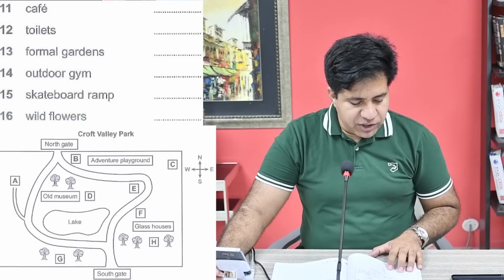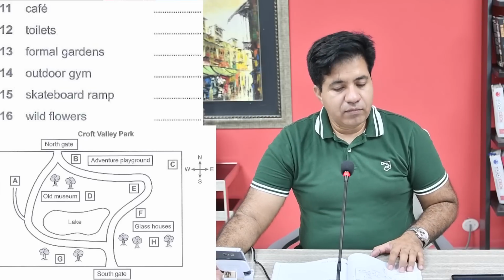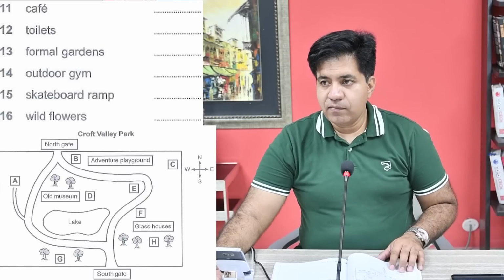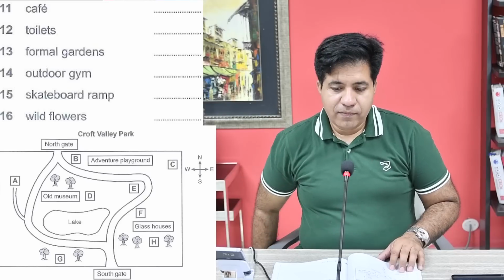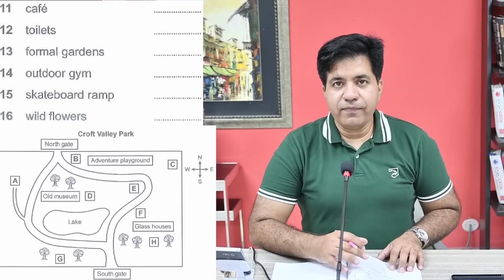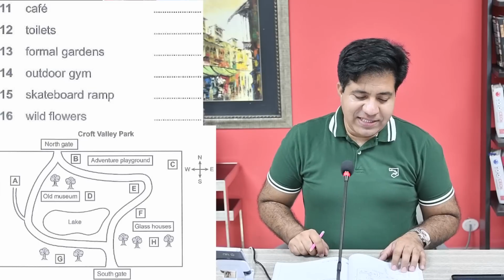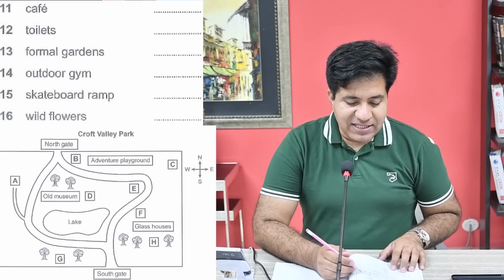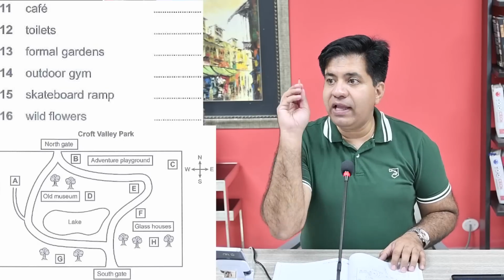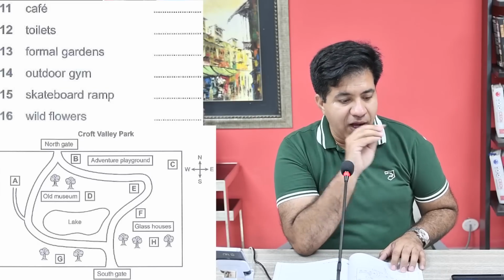Now let's go on. Question number 14, outdoor gym. We have a new outdoor gym for adults and children, which is already proving very popular. It's by the glass houses, just to the right of the path from the south gate. You have to look for it, as it's a bit hidden in the trees. Good. Glass houses, and it's a bit hidden in the trees. That is option H. So the language they are using, that's what you need to understand. In the corner, behind, next to, go past, and all that.